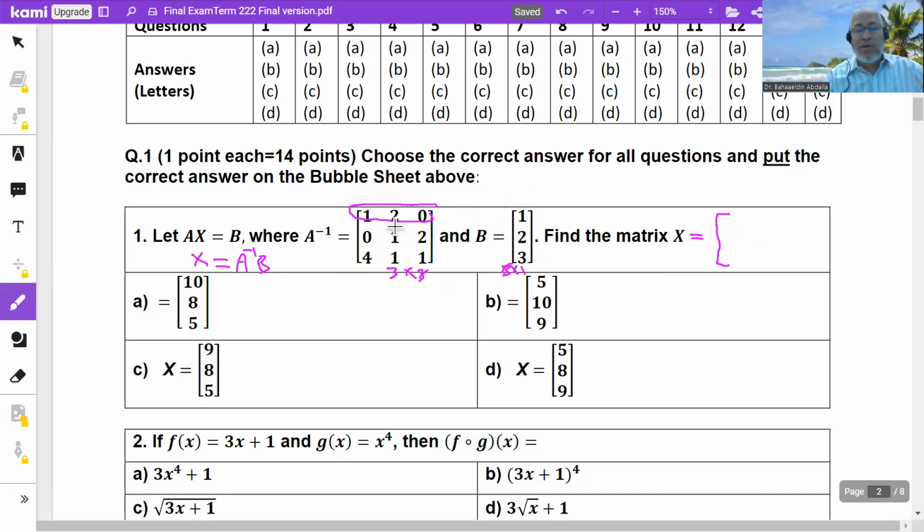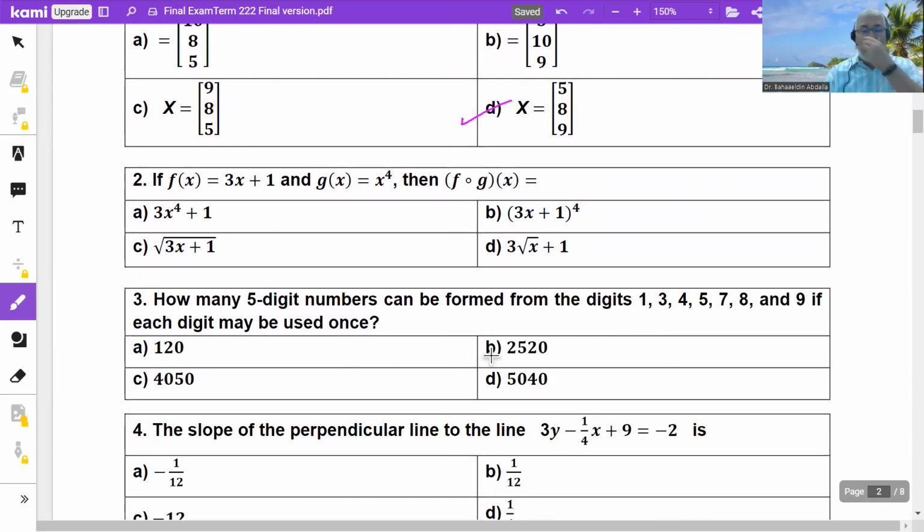1 times 1 plus 2 times 2, that's 5. 0 times 3 is 0, of course. 0 times 1 is 0. 1 times 2 is 2, plus 2 times 3, 2 plus 6, that's 8. 4 times 1, 4 plus 2, 6 plus 3, 9. So the answer is 5, 8, 9. That's part D.